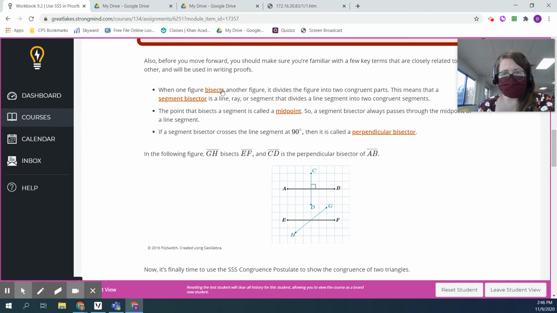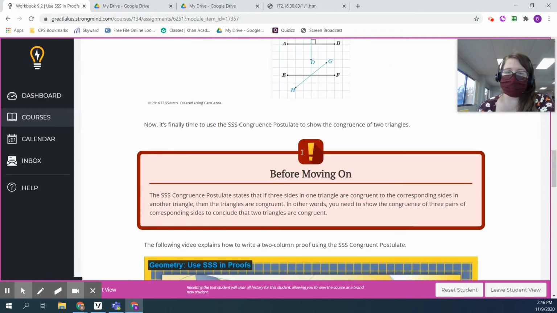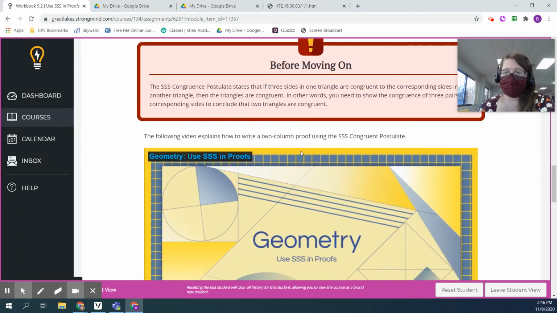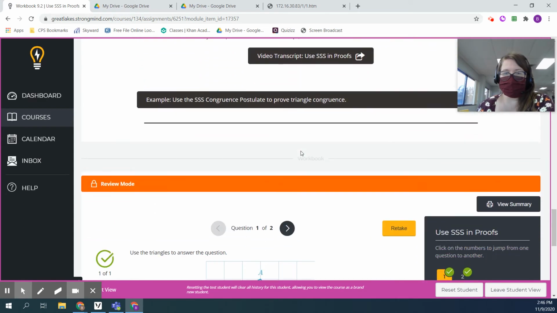Remember that bisecting means splits in half. We have a segment bisector, and that half point is the midpoint. If it's perpendicular at that point, it's a perpendicular bisector.